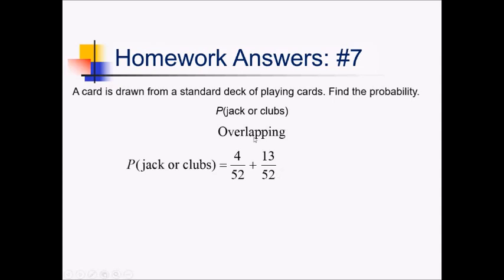And in terms of the overlap, there's only one card that is both a jack and a club. It's the jack of clubs, so we can subtract 1/52. So we've got 4 plus 13, which is 17, minus 1 is 16/52, which we can reduce to 4/13.